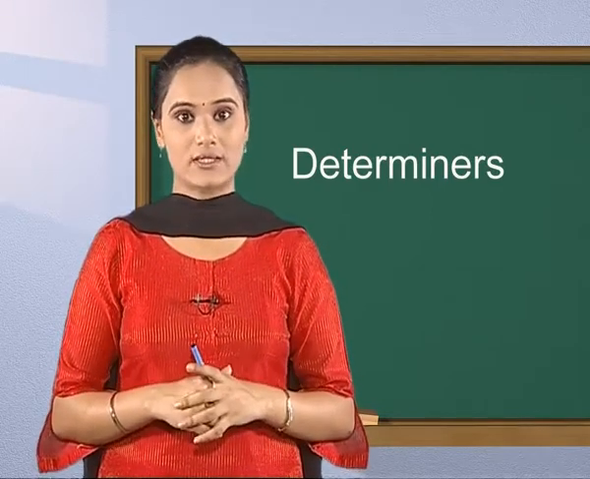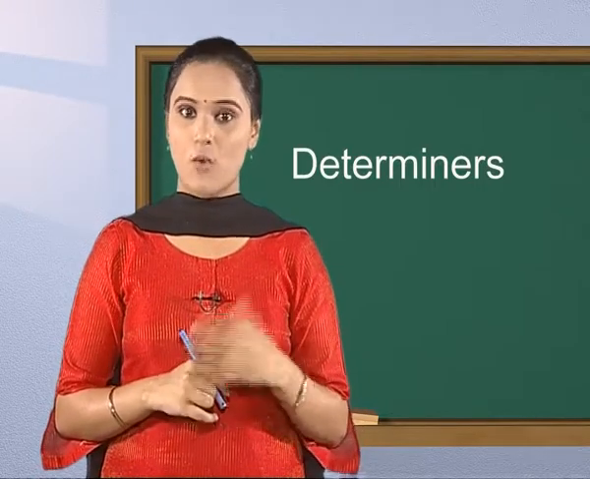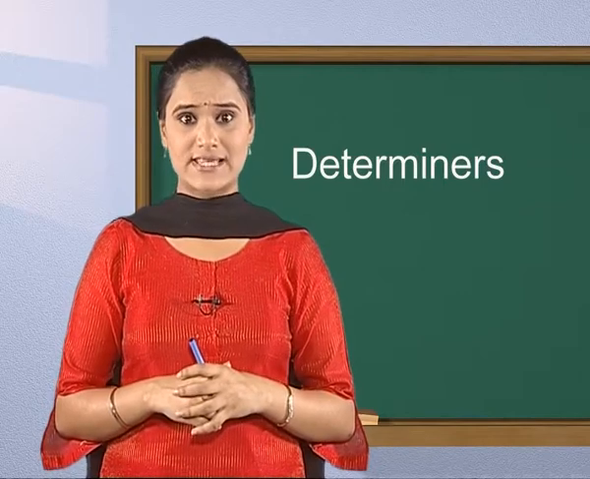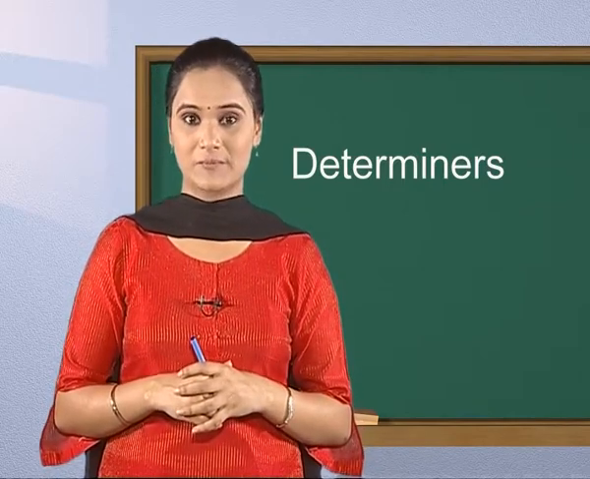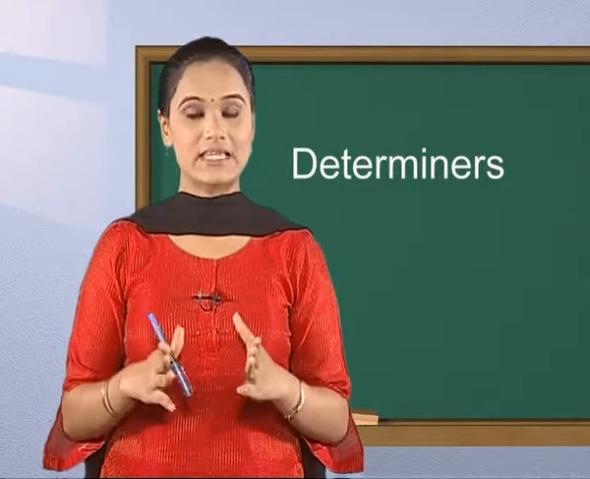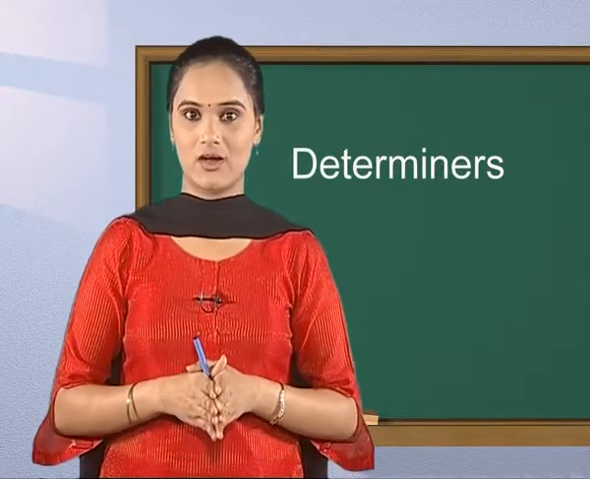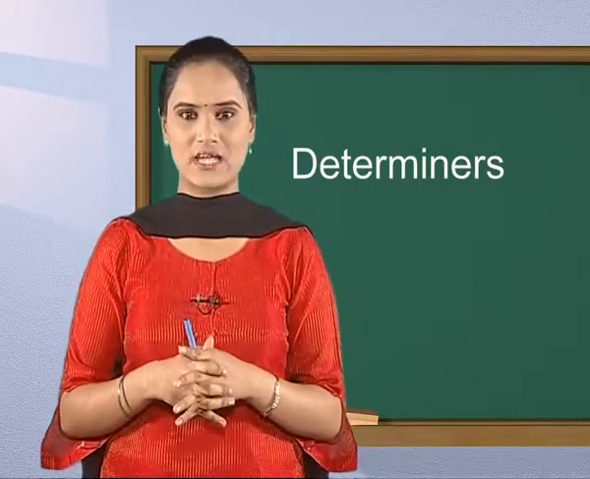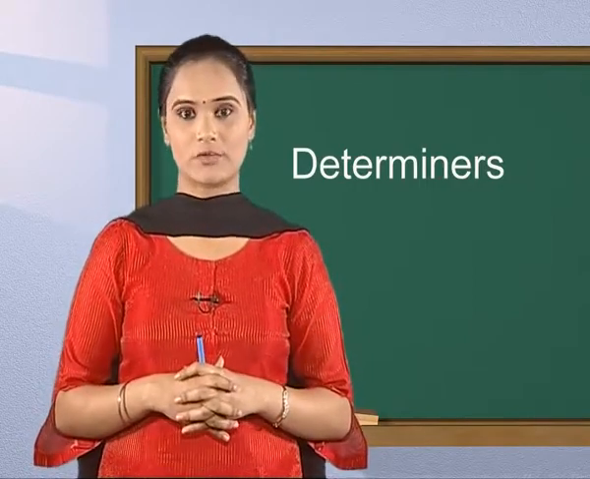Anything that is one is called singular. More than one is plural. Remember your class 6 lesson, one and many? One, many. Flower, two flowers. Book, three books. Dog, five dogs. So anything that is one is singular, and more than one, that is two, three, four, etc., is plural.